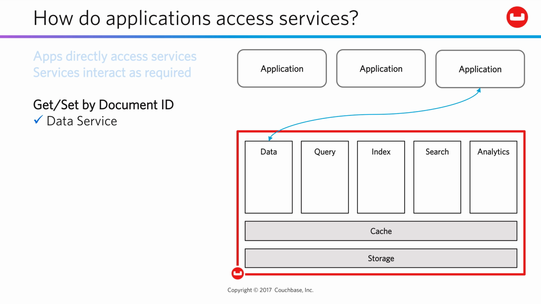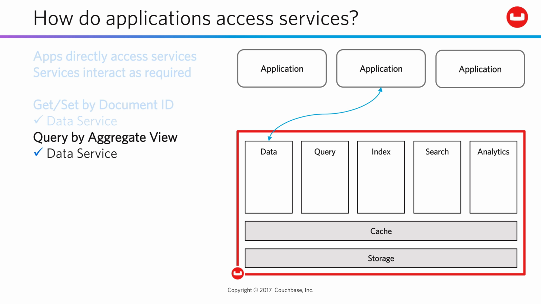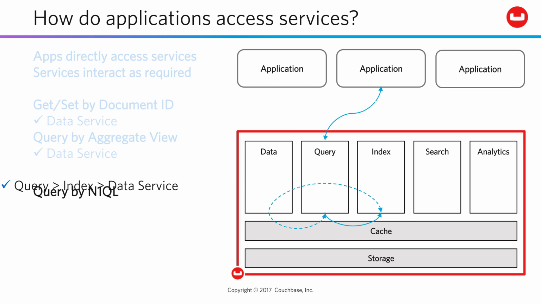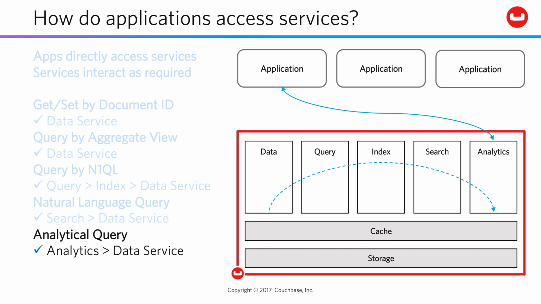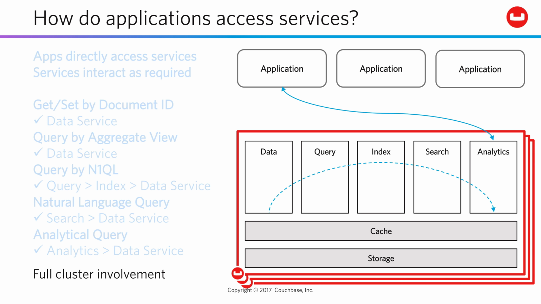Applications access Couchbase services directly, and as we've seen, the services interact as required to provide get and set by document ID, query via aggregate views, query via Nickel, natural language queries over your text, and access to long-running analytical queries. All nodes exposing a given service in your cluster are involved in delivering that service to your client. The SDK automatically knows which nodes offer which services and how to reach them through the regularly updated cluster map.